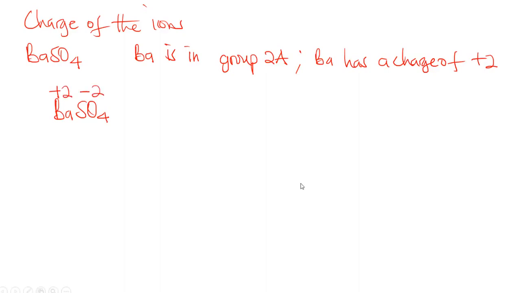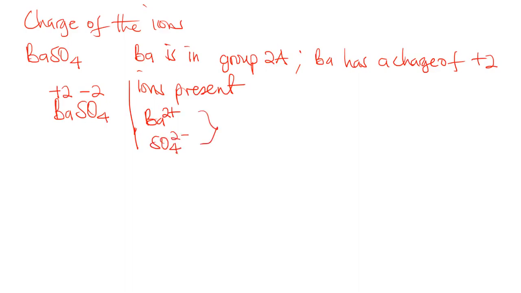because the ions must cancel each other. They need to have the same charge for the compound to be neutral. So what does it mean? It means that the ions present are Ba2+ and SO4 2-. So these are the ions that are present in this compound.